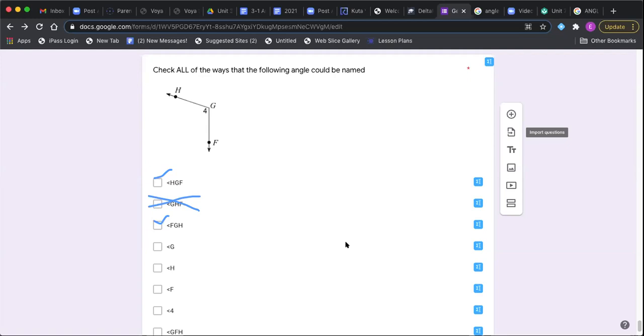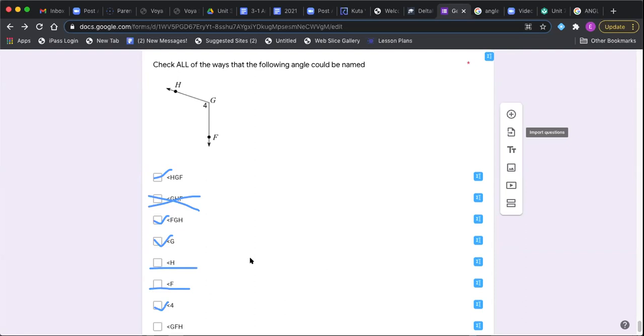That's got G in the middle, exactly what I wanted. Can I call it just angle G? In this diagram, you can. Remember the rule. If there's only one angle that has that vertex, you can get away with calling it just angle G. So that does work. But I can't call it angle H. I can't call it angle F. I could call it angle 4, though, right? It's got the number in there. You can call it angle 4. And then I threw in GFH. Yeah, I can't do that because I don't have G in the middle. So that last one is out.